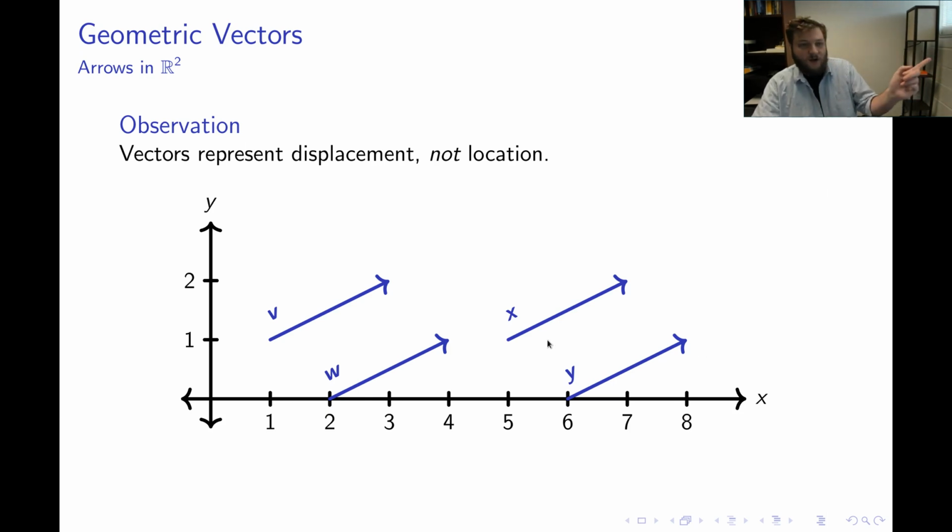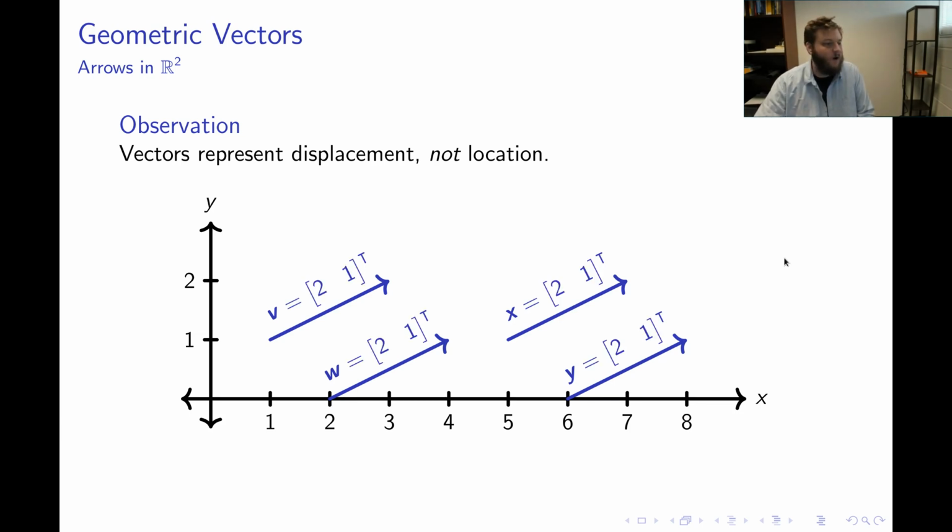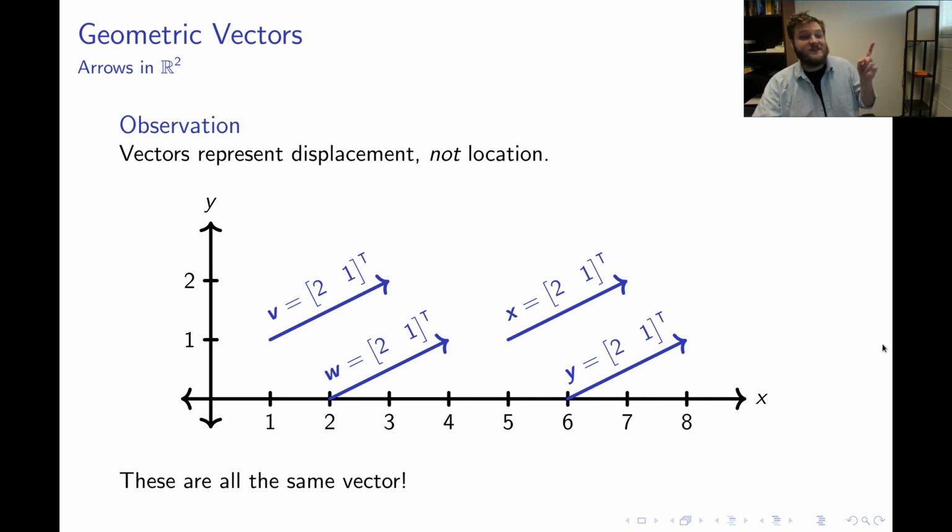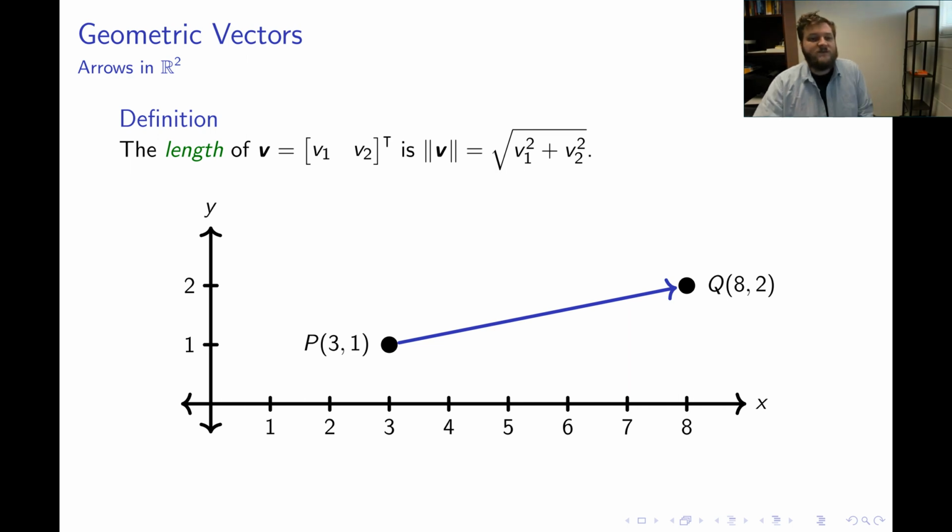So here we have 4 vectors visualized, v, w, x, and y. If you did the tail to tip displacement arithmetic for each of these 4 vectors, you would find that they all have coordinates 2, 1. What this means is that these are all the same vector from our perspective, even though they're located in different positions.